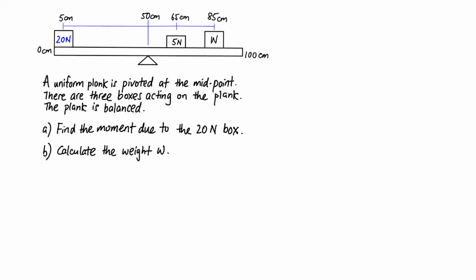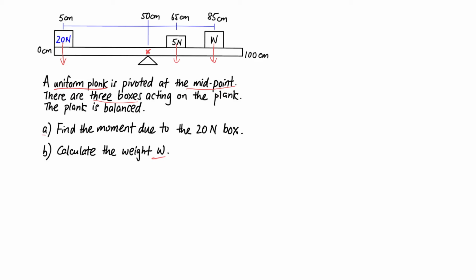So in this question, you are given a uniform plank. It's pivoted at the midpoint, so it's at the center of gravity, at the center here, and there are 3 boxes acting on the plank, and they are all downwards. That means to say this 20 Newton is downwards, 5 Newtons is downwards, likewise for the unknown weight of the box that you're going to find later on.